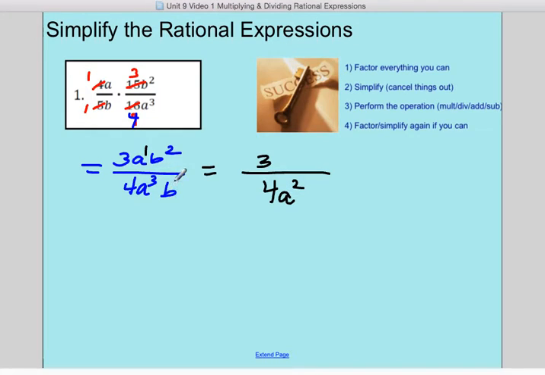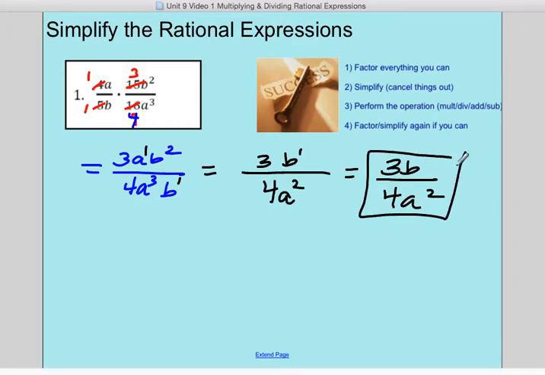Then I would move on to my b's. I have b to the first, b to the second. B to the second is larger. Bring 1 to the 2 and subtract. 2 minus 1 is 1. We usually don't write that, so I'd have 3b over 4a squared. And that would be my answer for example 1.